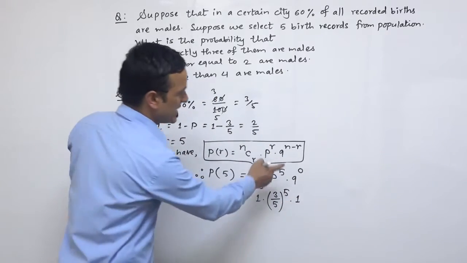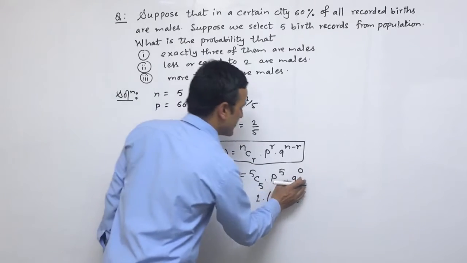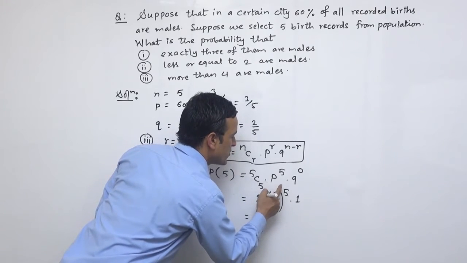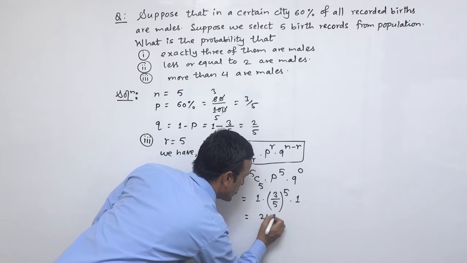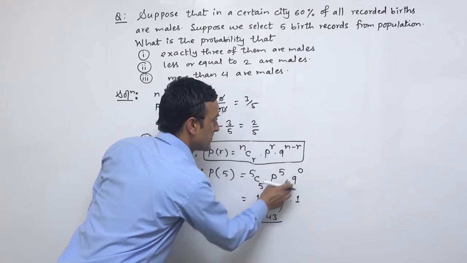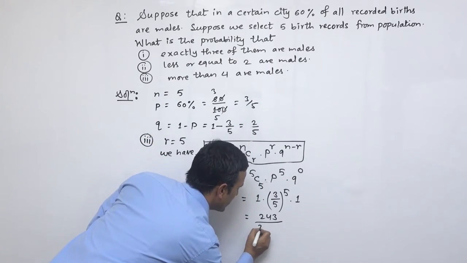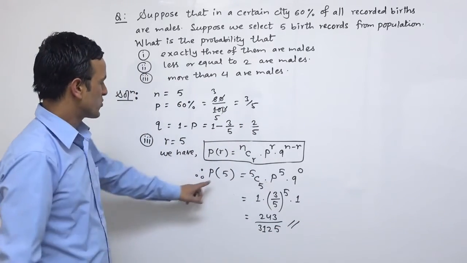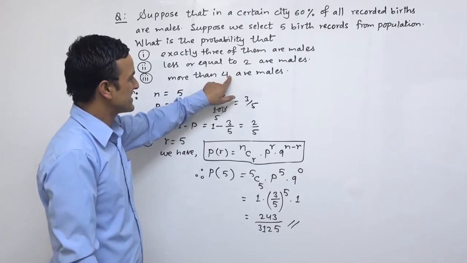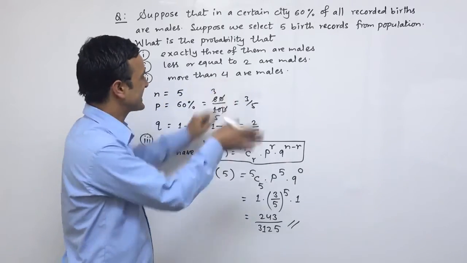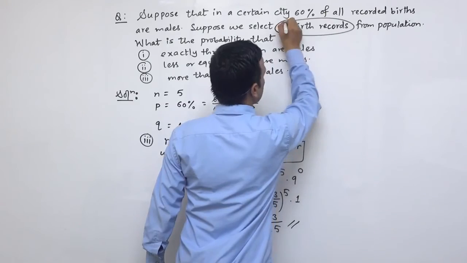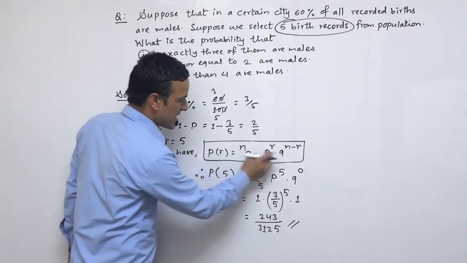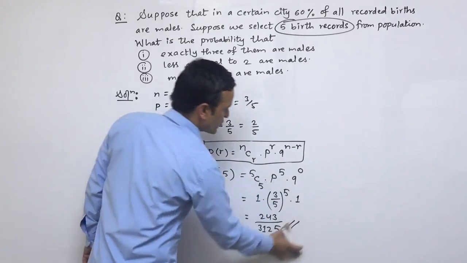You can write directly over here, no need to simplify. And 3 power 5 means 3 is 9, 9 is 81, 81 into 3 means 243, divided by 5 power 5 means 3125. So this is the final solution of this question. More than 4 means it will not be 4, more than 4 means exactly 5, because 5 birth records are here. So directly we can write down 5, and in the place of R we have 5, and in this way we can calculate.